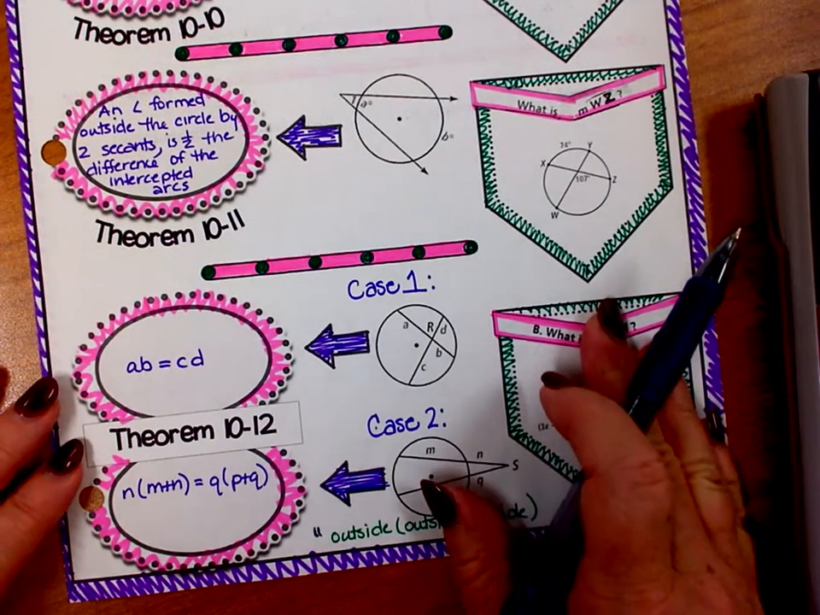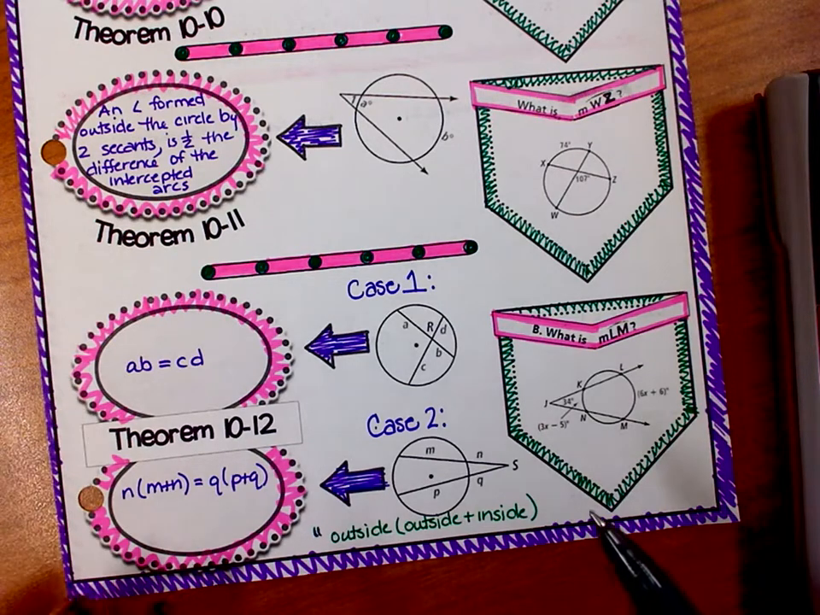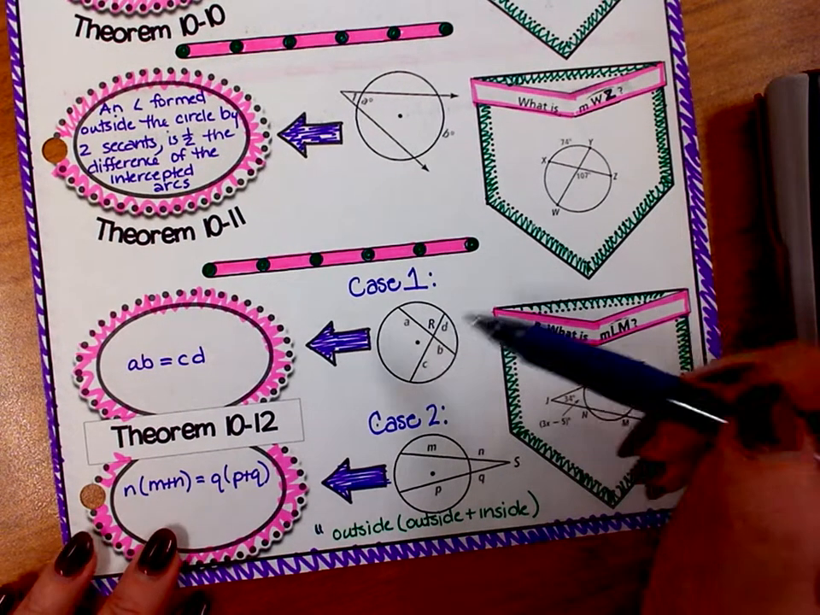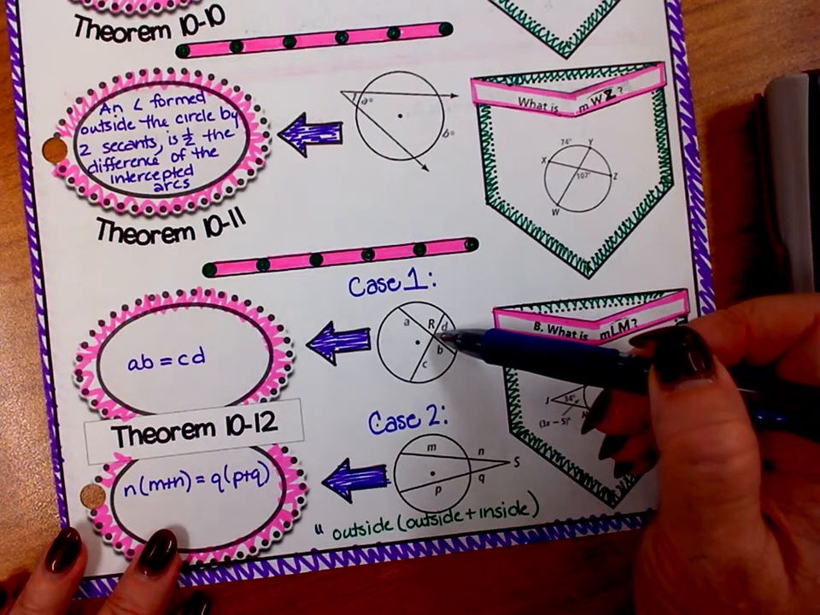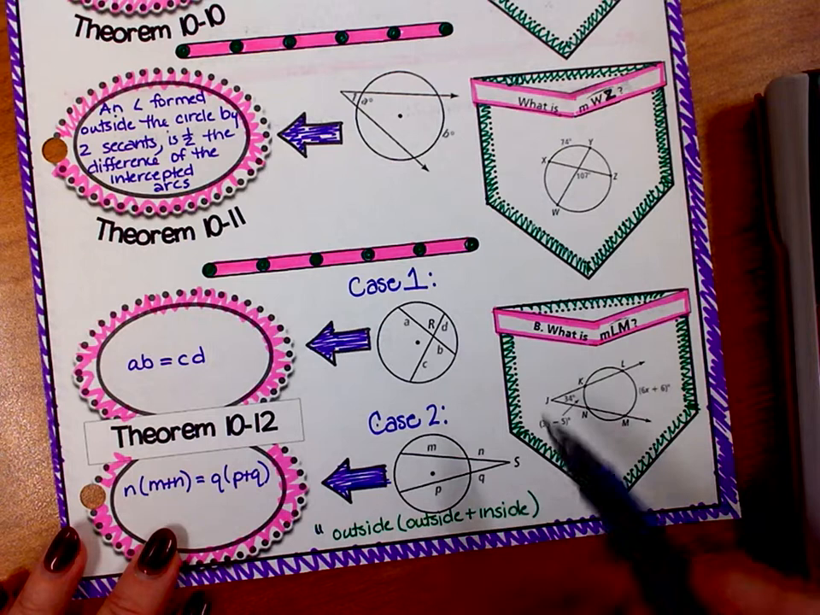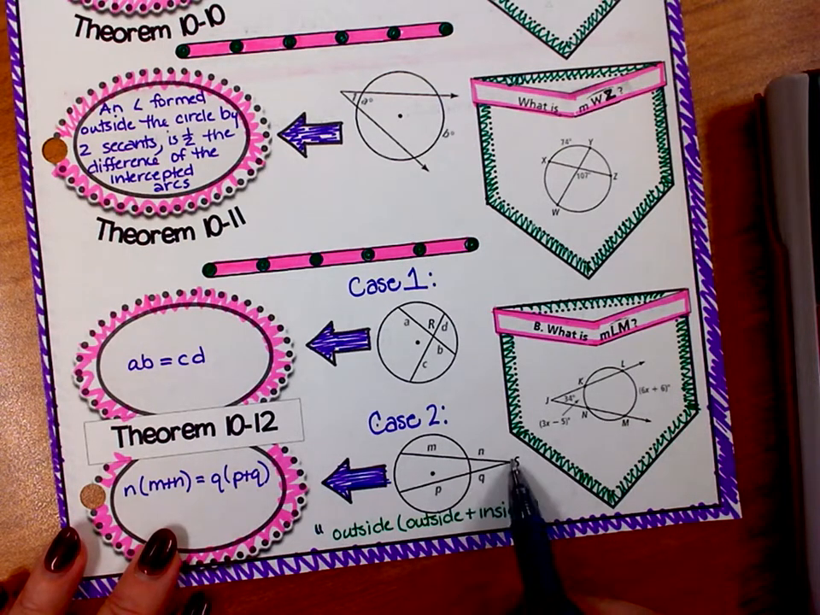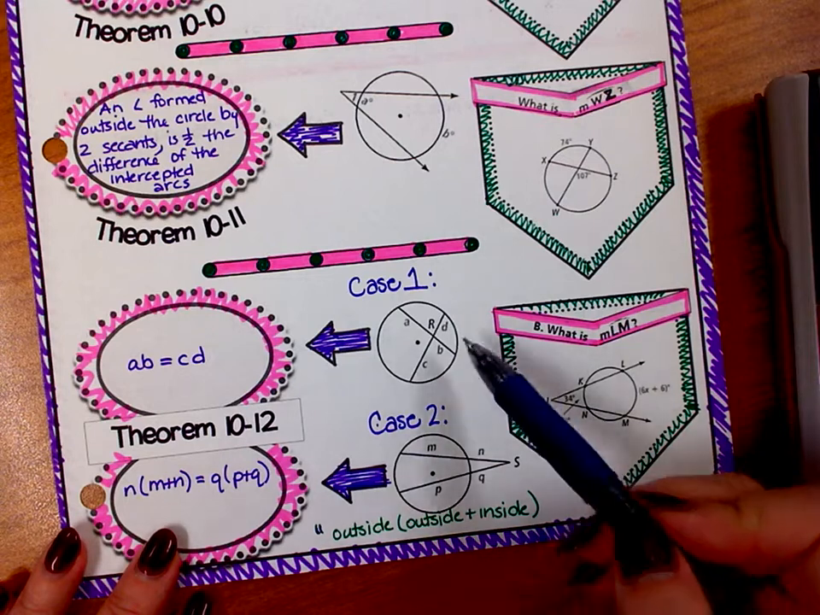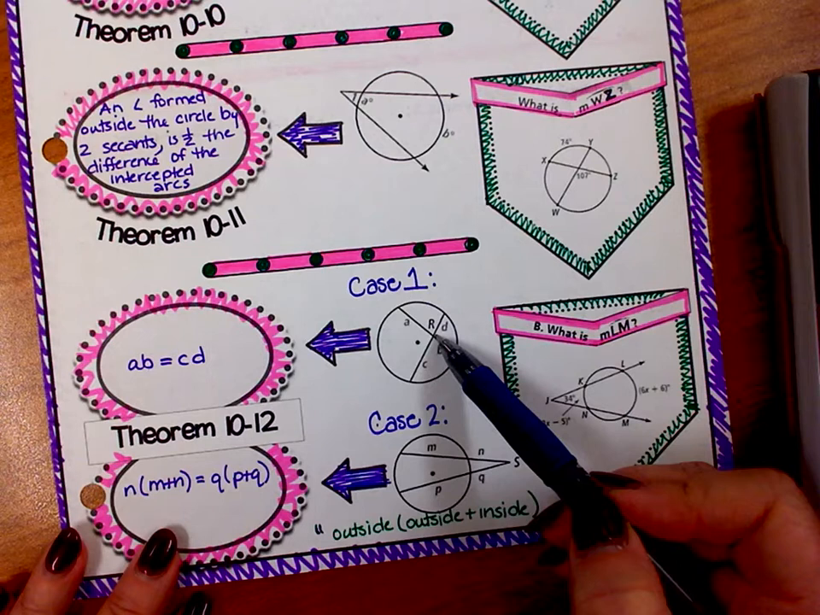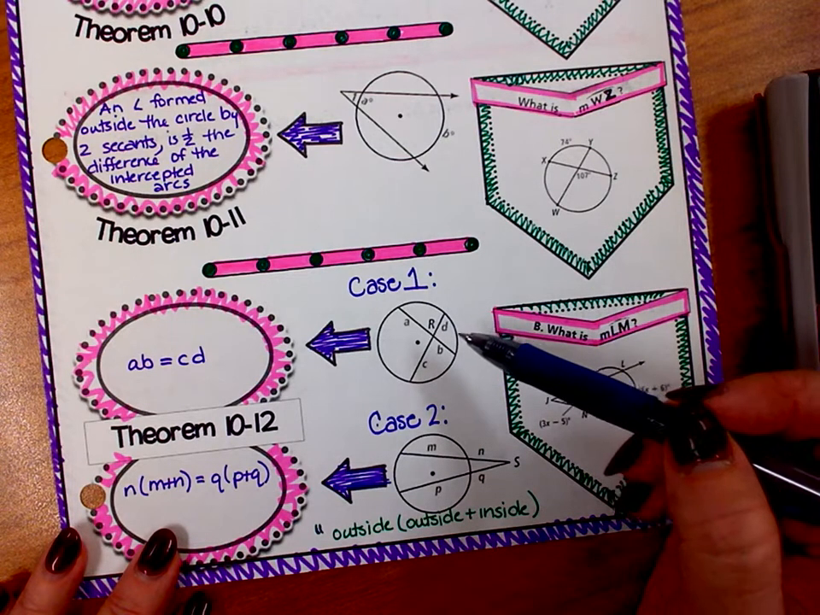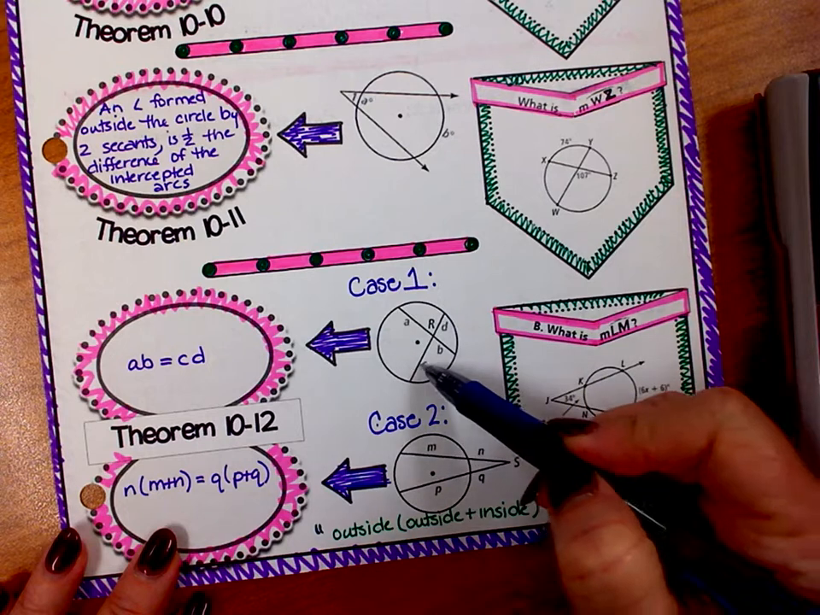And last but not least, theorem 10.12, which has several cases. This has to do with segments. One case is when the two secants form an angle inside the circle, and the other case is when the two secants form an angle outside the circle. When the angle is formed inside the circle, we take A times B and set it equal to C times D.